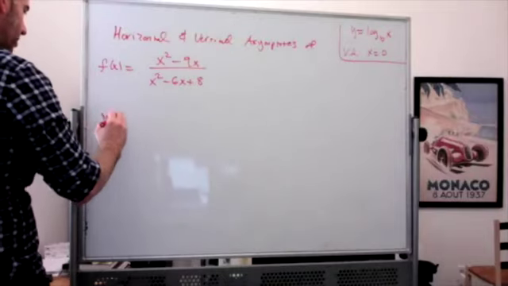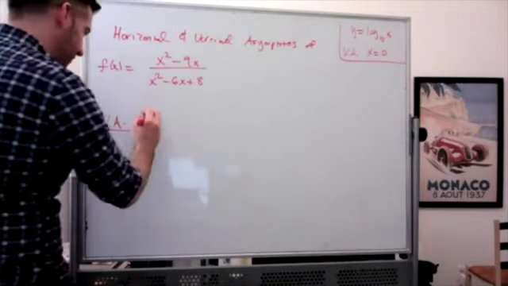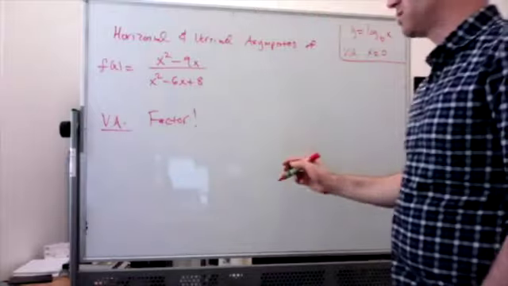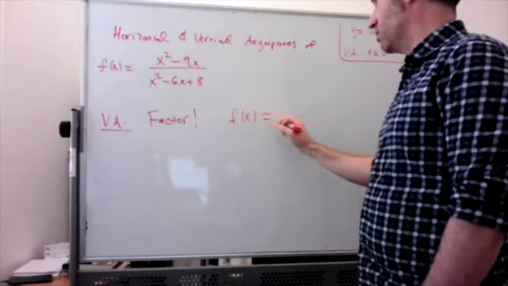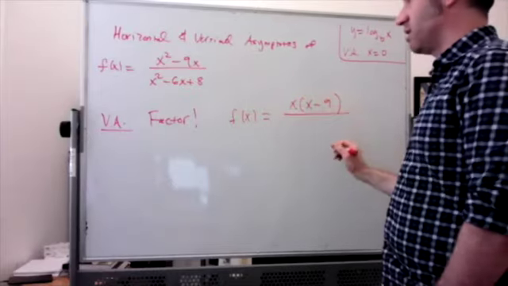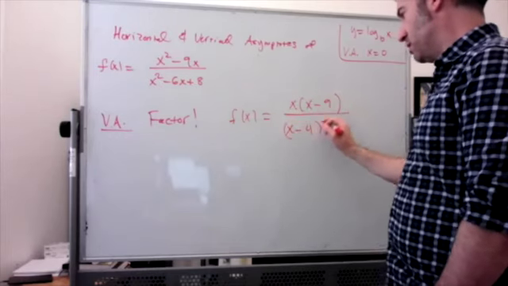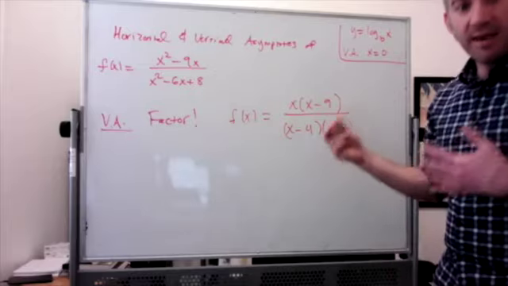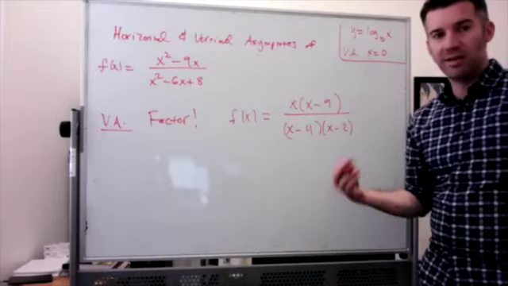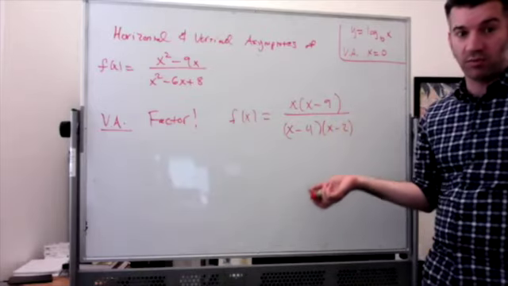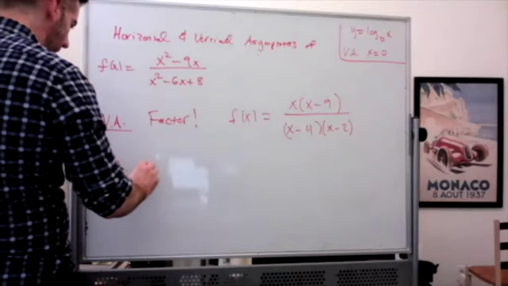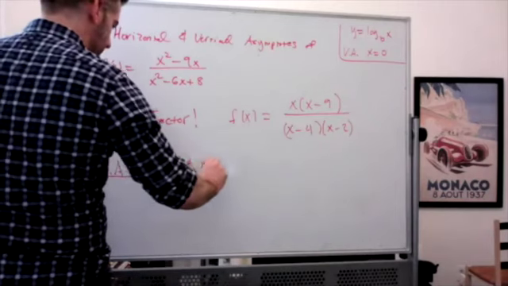So to find the vertical asymptotes, the real answer is factor. So if I factor this, so f of x equals, let's see, if I factor the numerator, it's x times x minus 9. If I factor the denominator, it's x minus 4 times x minus 2. And then if anything canceled, I should cancel it out. Nothing cancels here. So then the easy kind of way to say this is we have vertical asymptotes where the denominator is 0. So we're going to have a vertical asymptote when x is equal to 4 and x is equal to 2.